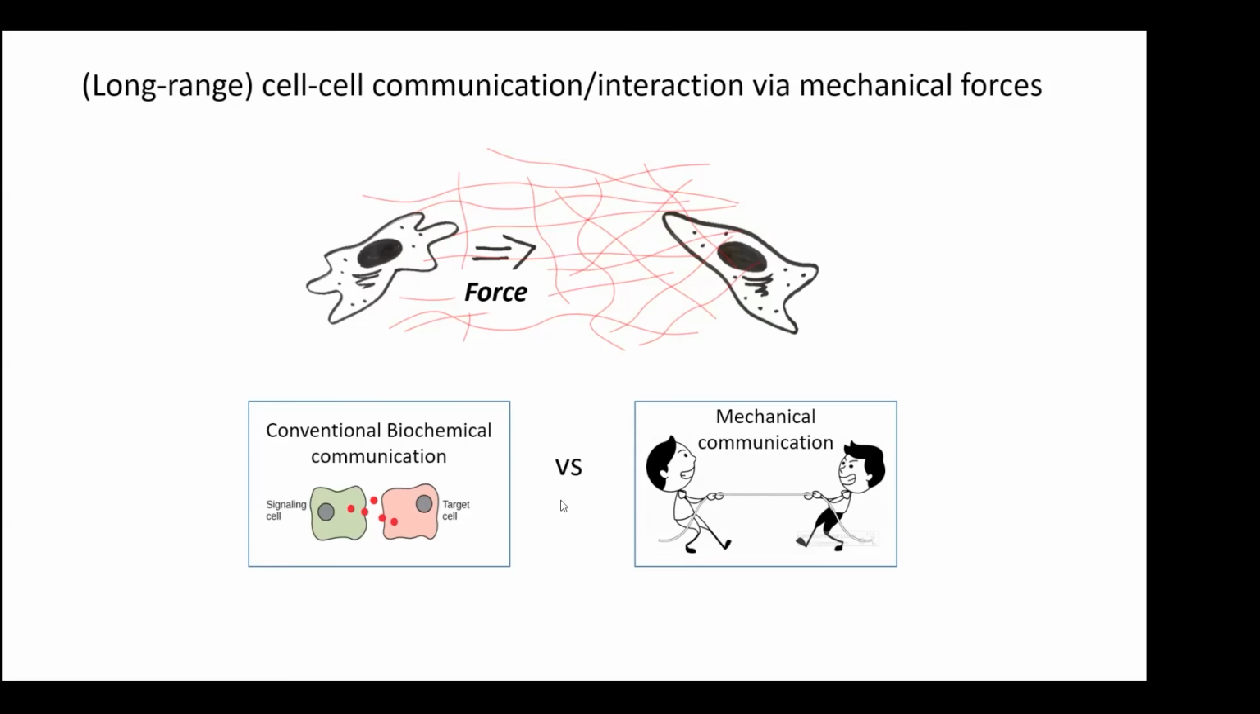I will also mention that the conventional way for communication is through biochemical signals, right? Cells can secrete molecules, and those molecules can diffuse through the ECM, reach other cells, and affect their behavior and function. So we are talking about communication through mechanical means, mechanical signals. It can be seen in analogy to a tug of war, when two people are pulling on a rope, they can sense each other through the tension along the rope. This mode of communication, in principle, can be much faster, and maybe longer range, than the conventional biochemical communication.